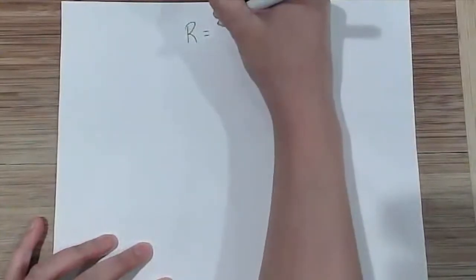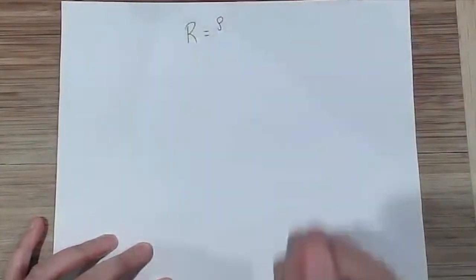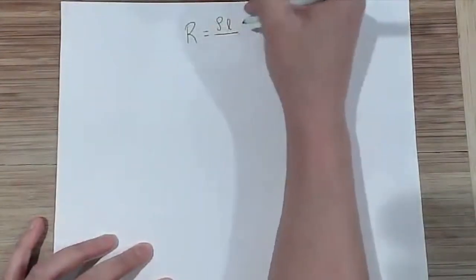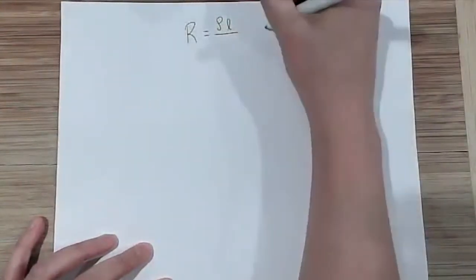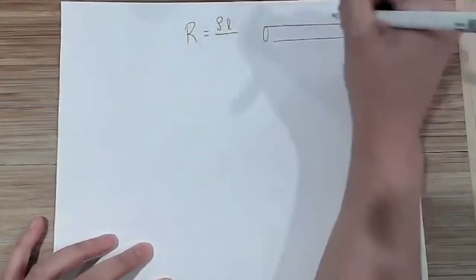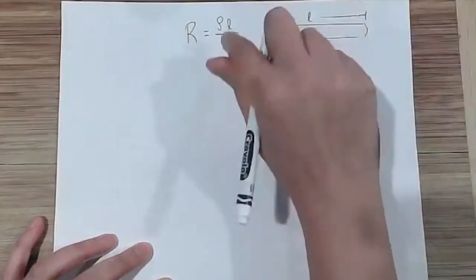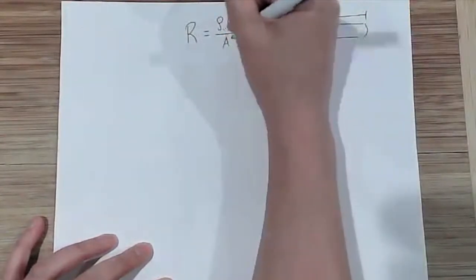Today we're working on this resistance equation. Resistance is equal to rho, that's the resistivity of a specific material like silver or gold, times the length of that wire. If you imagine a wire like a cylinder, its length would be measured in meters, divided by the cross-sectional area of this wire.